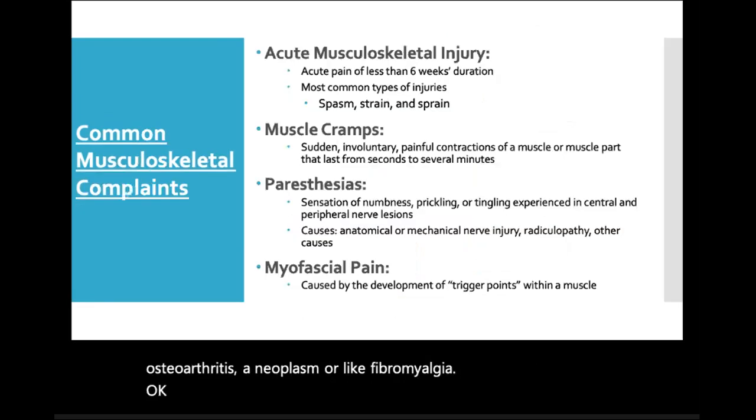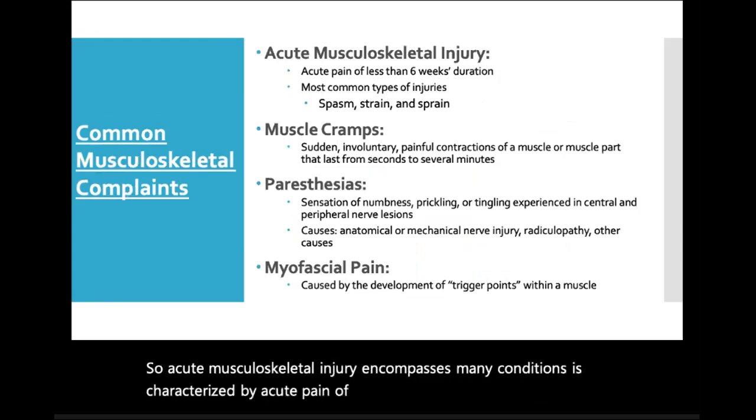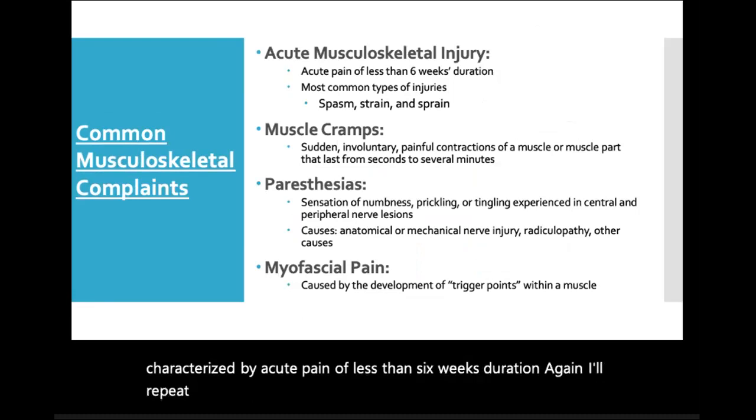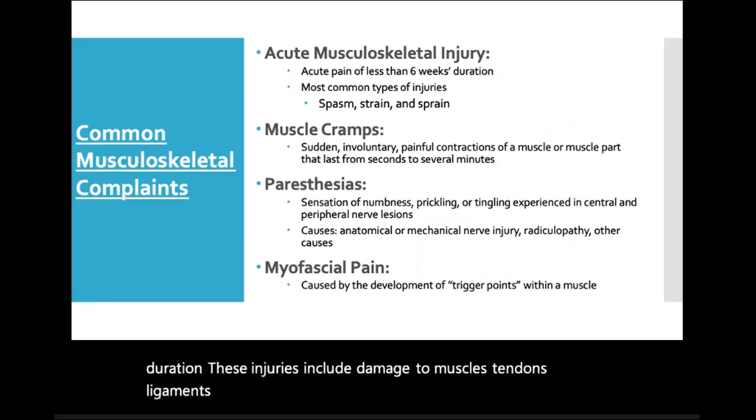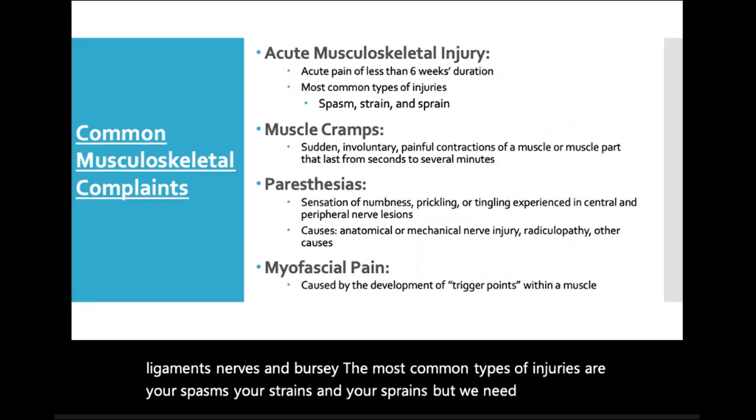Okay, so acute musculoskeletal injury encompasses many conditions and is characterized by acute pain of less than 6 weeks duration. Again, I'll repeat that: acute musculoskeletal injury is less than 6 weeks duration. These injuries include damage to muscles, tendons, ligaments, nerves, and bursae. The most common types of injuries are your spasms, your strains, and your sprains, but we need to make sure we're able to differentiate between the three of those.